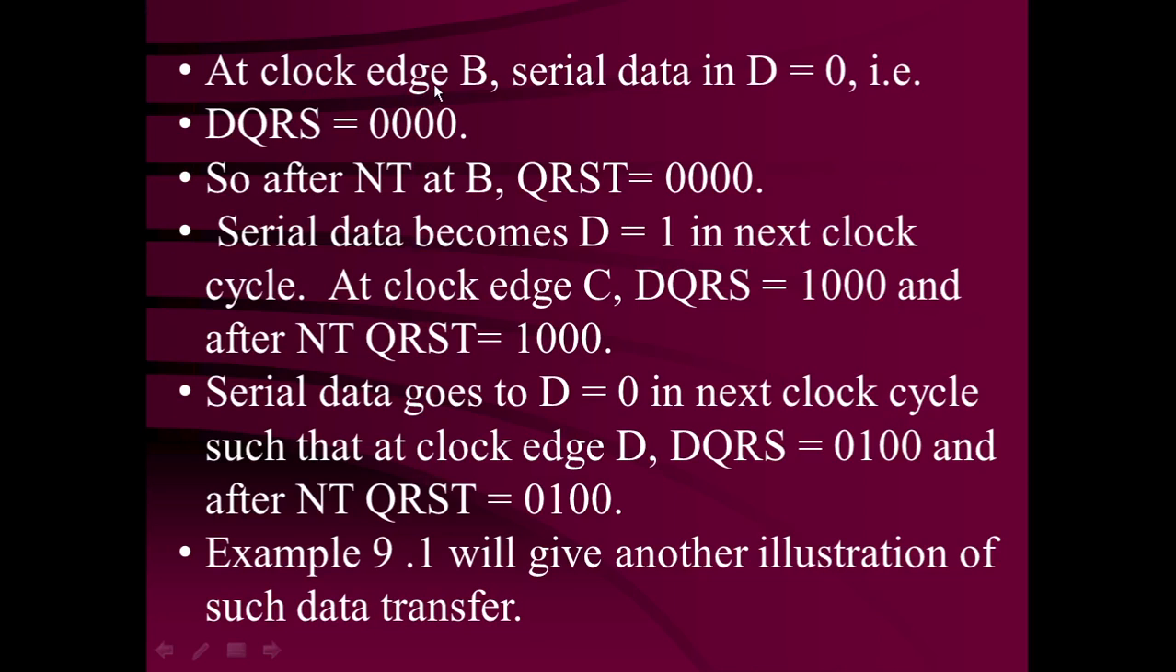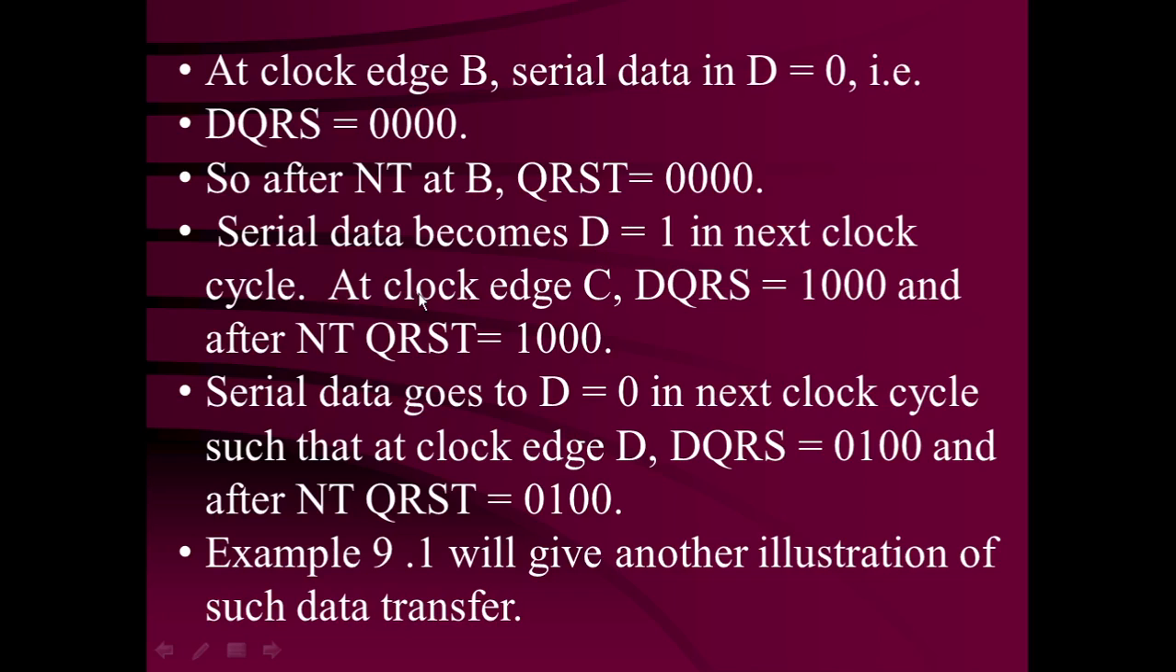At clock edge B, the serial data input, the second LSB, D is equal to 0. So DQRS is equal to 0000, because output of Q was 0, output of R was 0, output of S was 0, and data input is going to be 0. So these are the inputs present to the respective flip-flops. After the negative transition at the instant of time B, this data will be loaded into the corresponding flip-flops, QRST is equal to 0000. Now the serial data input D is equal to 1. So the third LSB is going to be 1.